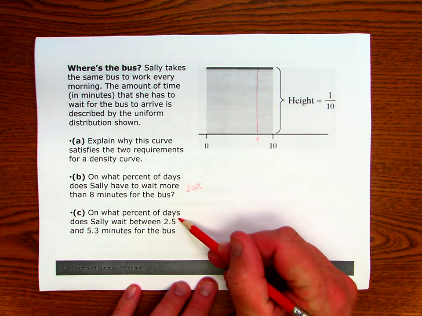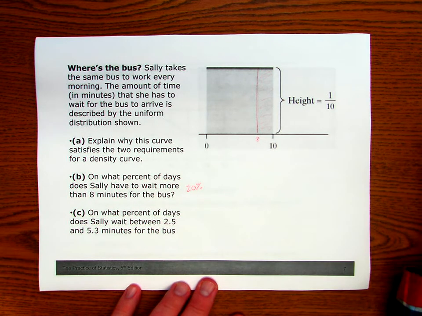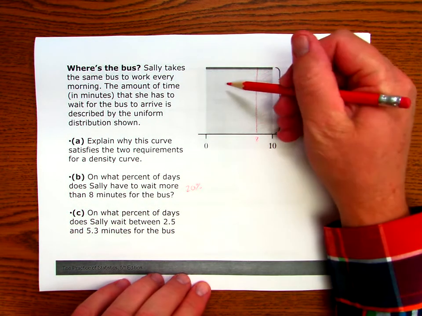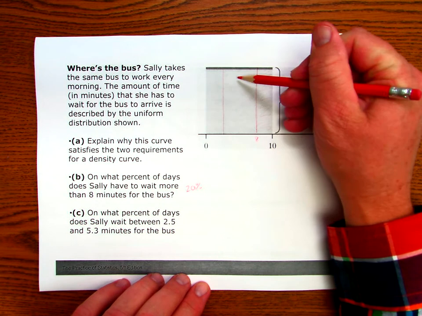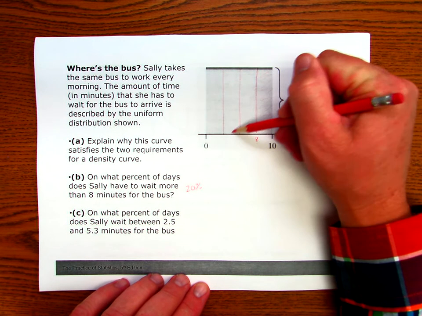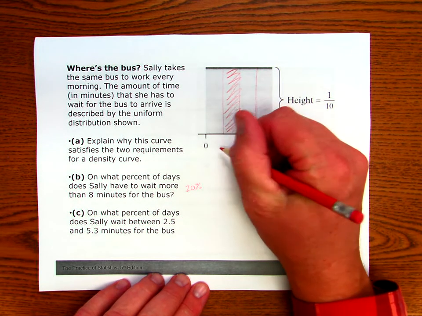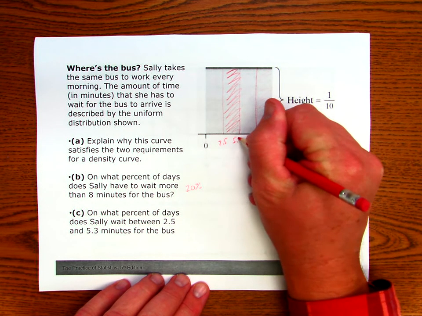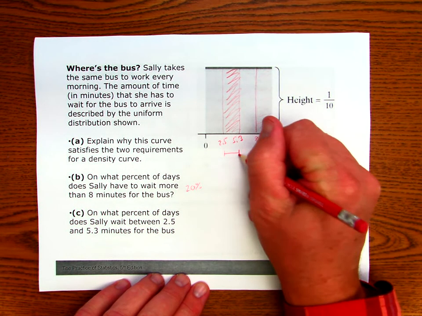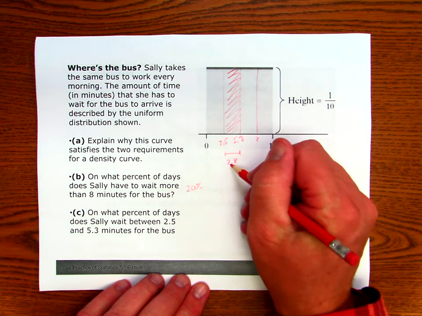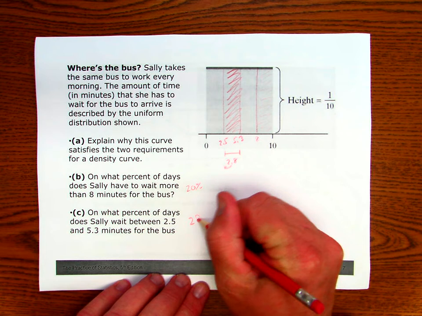Part C, on what percent of days does Sally wait between 2.5 and 5.3 minutes? So 2.5, I don't know, roughly about here. 5.3, a little bit past half. What's the area of that rectangle? Well, the base from 2.5 to 5.3 would be 2.8 for the length of the base, times 1/10. 1/10 of that, slide that over, about 28% of the time.